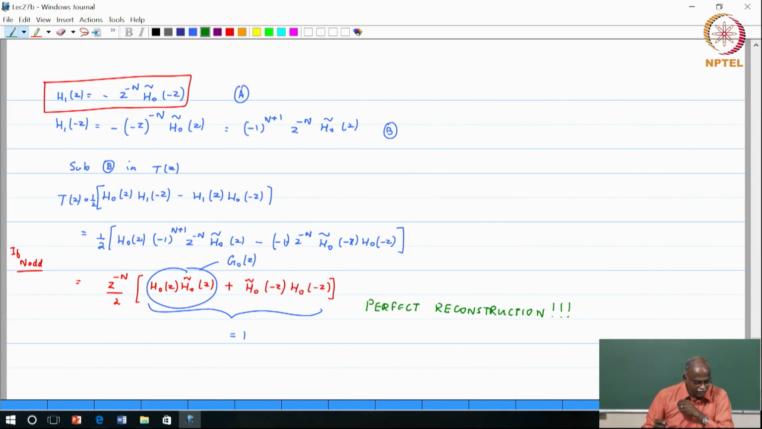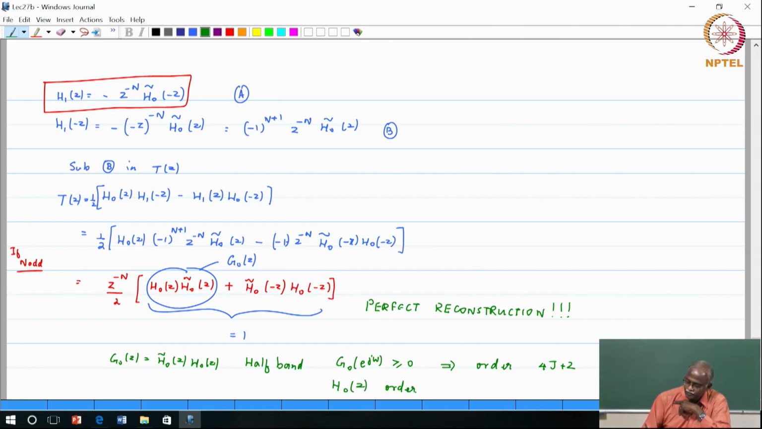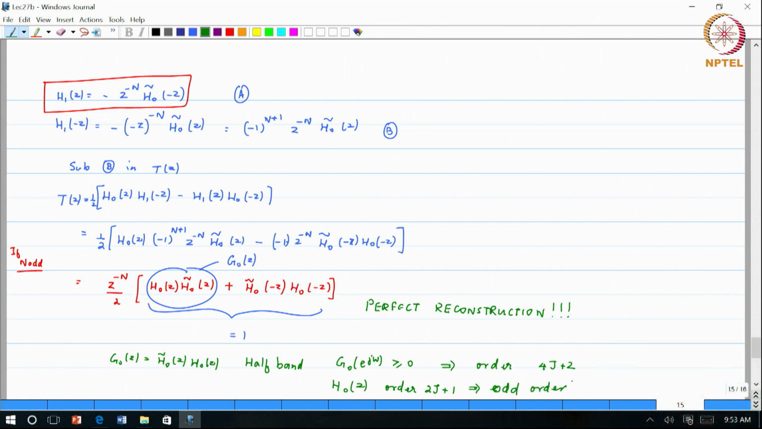So, the final part is H naught tilde H naught has to be G naught of Z. G naught of Z is H naught tilde of Z H naught of Z. If we design this as a half band filter with the appropriate lifting such that G naught of e to the j omega is greater than or equal to 0, then we are guaranteed that the order of this one will be 4j plus 2, H naught of Z then will have order 2j plus 1, which means that it is odd order, and therefore, what you will get is the correct condition required for perfect reconstruction.